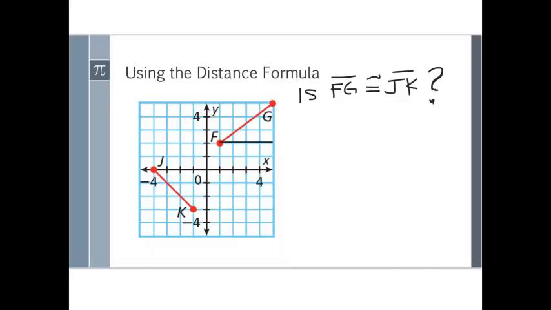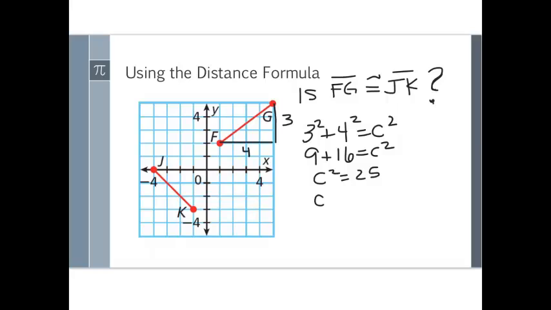So we draw our right triangle. You see we have a leg of 3 units and a leg of 4 units. 3 squared plus 4 squared equals c squared. That's 9 plus 16 is c squared. So c squared is 25, which makes c 5, technically 5 or negative 5, but we don't care about the negative 5 here because we're talking about lengths. Okay, and now let's use the distance formula for JK.